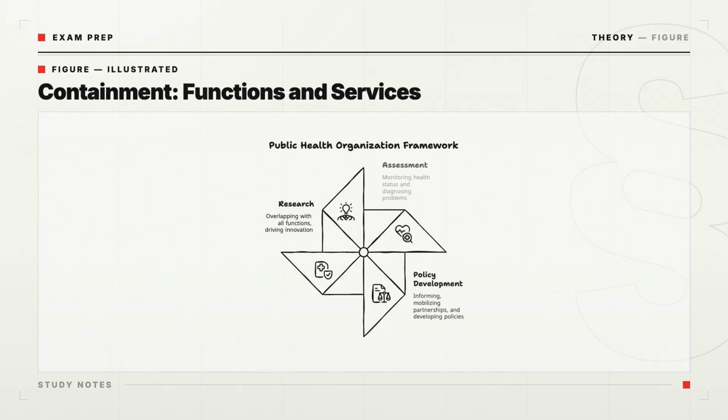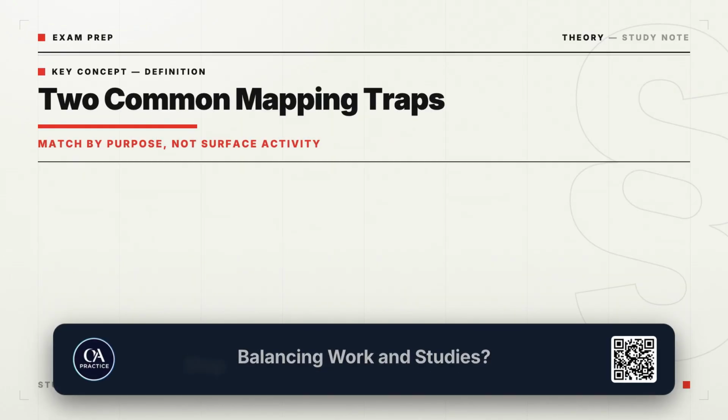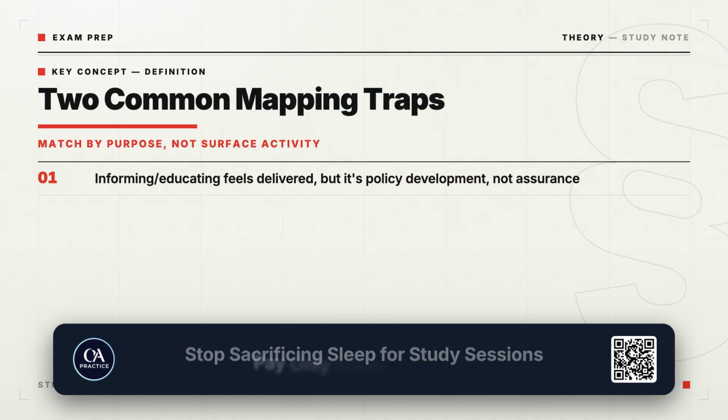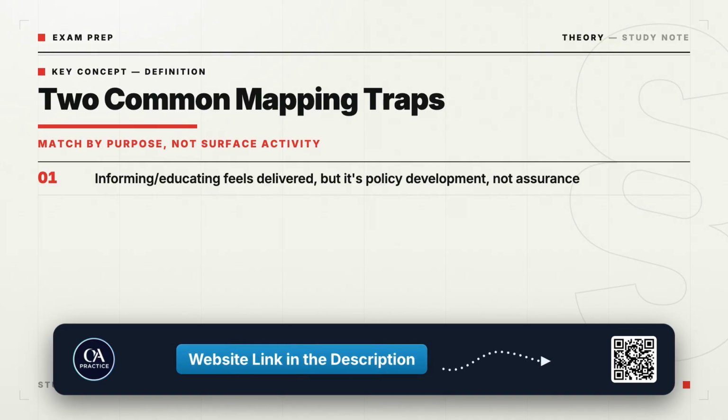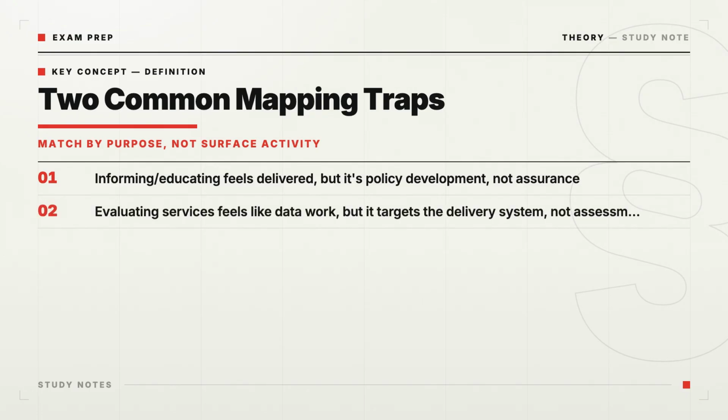The relationship between the 2 frameworks is simple containment. 3 functions, 10 services, each service nested inside one function, with research alone spanning all 3. 2 mistakes come up again and again. Informing and educating people looks like a delivered service, so students misfile it under assurance, when its real purpose is building the constituency that policy needs. Evaluating services looks like data work, so it gets filed under assessment, when it's really assurance because it checks the delivery system, not the population's health status.